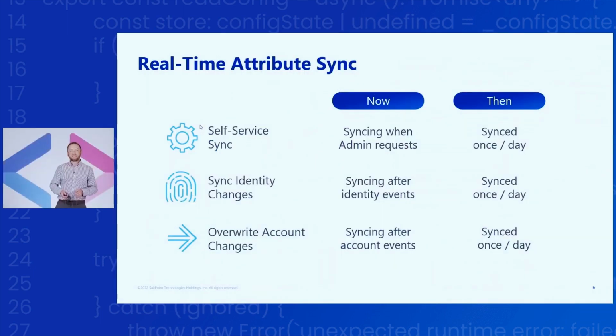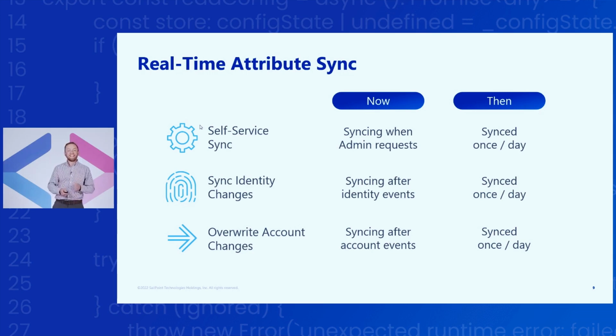As far as what real-time attribute sync means to us, there are three big use cases here. The first one is self-service sync. So whether you're an administrator in the UI, pressing a button that says sync, or whether you're a developer working with our endpoints, pressing that sync via code, you are now able to initiate a sync for a source or for an individual identity whenever needed, as opposed to the before state, which was that we were syncing once per day at 8 a.m. in your tenant's local time each day.